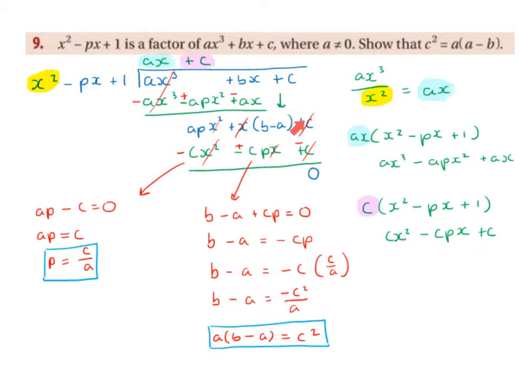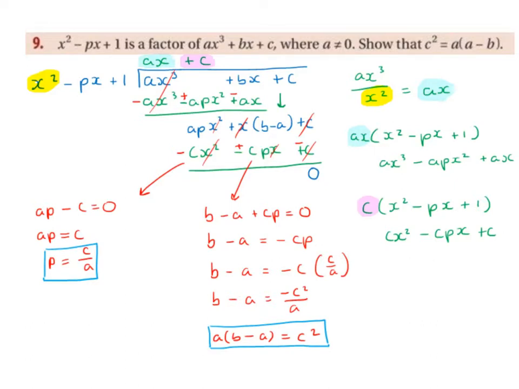Because we want these to cancel out. We want it to be c take away c, which will give us 0. So to make that 1 become c, we must multiply it by c. So we had to multiply everything else by c. So we end up with cx squared minus cpx plus c. Now we can change the signs. This becomes a minus, this becomes a plus, this becomes a minus, and now these are going to cancel. So they've cancelled out, and next we're going to put like to like.